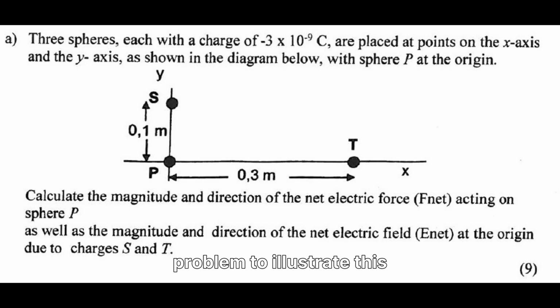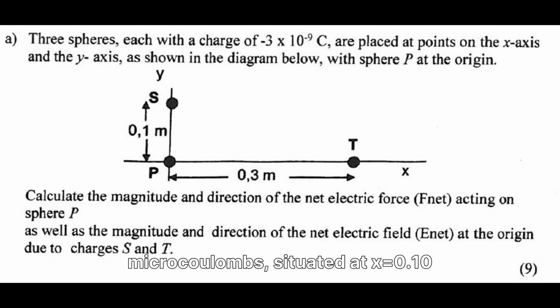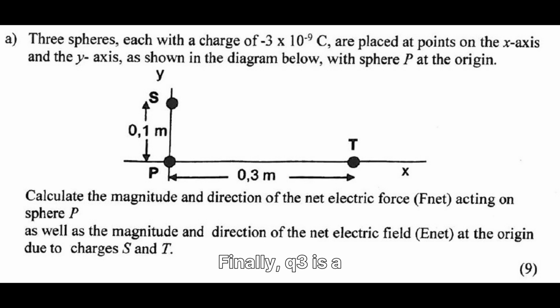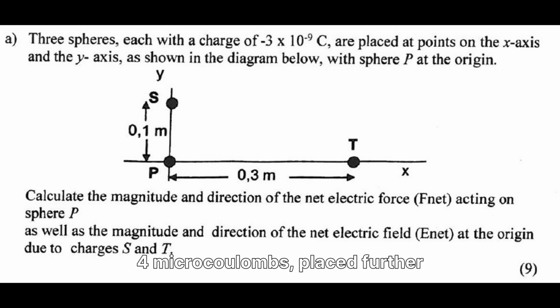Let's set up a problem to illustrate this principle. We have three charges positioned along the x-axis. Q1 is a positive charge of plus 2 microcoulombs located at the origin, x equals 0 meters. Q2 is also a positive charge, plus 3 microcoulombs, situated at x equals 0.10 meters. Finally, Q3 is a negative charge of minus 4 microcoulombs, placed further along the x-axis at x equals 0.20 meters. Our goal is to determine the net electrostatic force acting on Q1 due to the presence of Q2 and Q3.